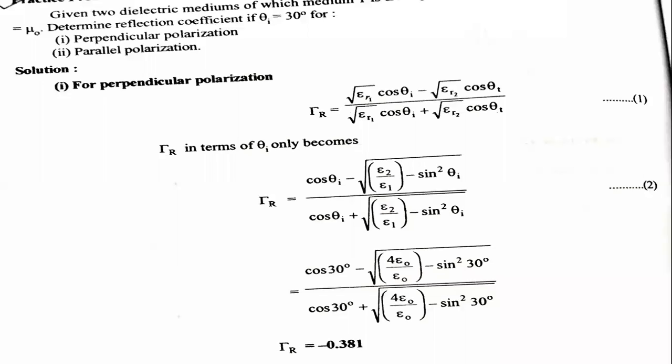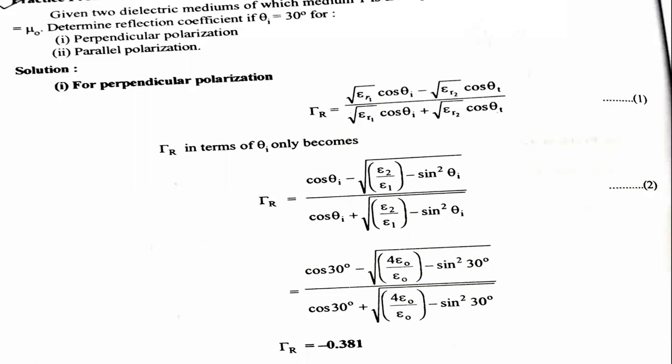So, okay, what do you need to find out? You need to find the polarization for the perpendicular. The reflection coefficient you can calculate easily, for perpendicular polarization and parallel polarization, in both cases. So what is my Γr? Γr is equal to, if I want to calculate for perpendicular polarization, we remember Γr is equal to root of epsilon r1 cos of theta I minus root of epsilon r2 cos of theta t, divided by root of epsilon r1 cos of theta I plus root of epsilon r2 cos of theta t.